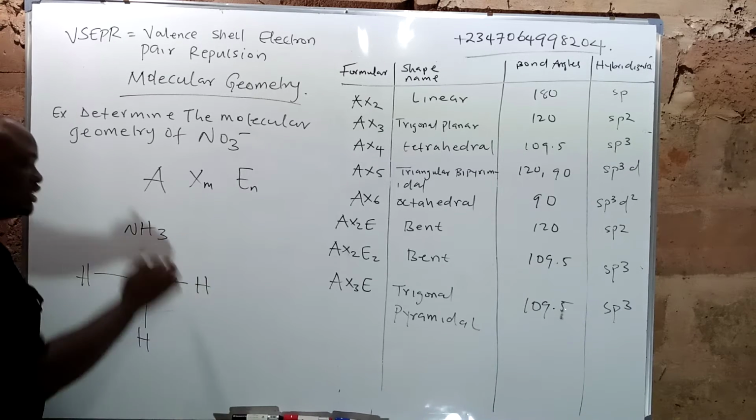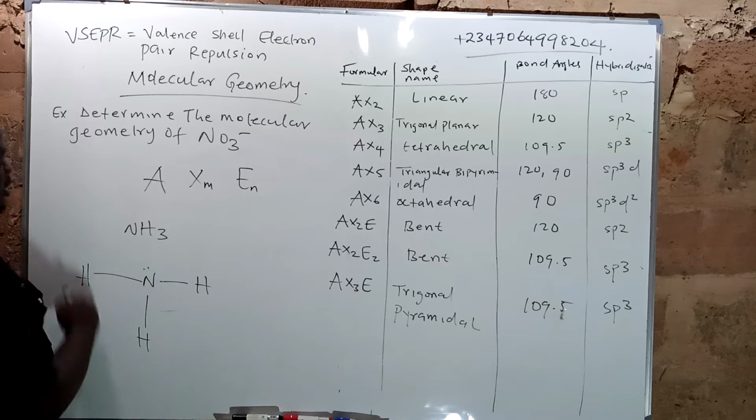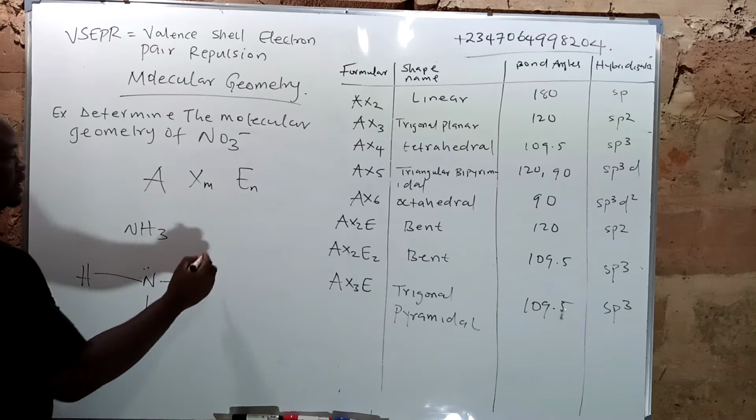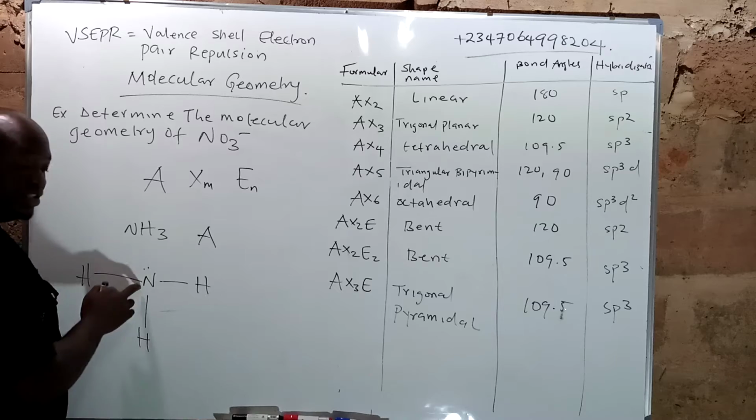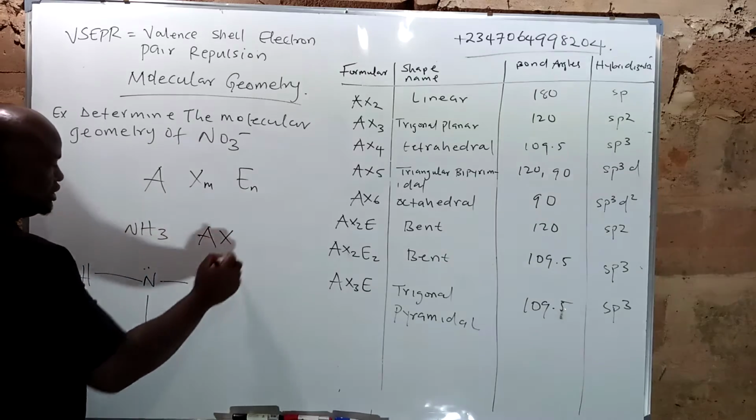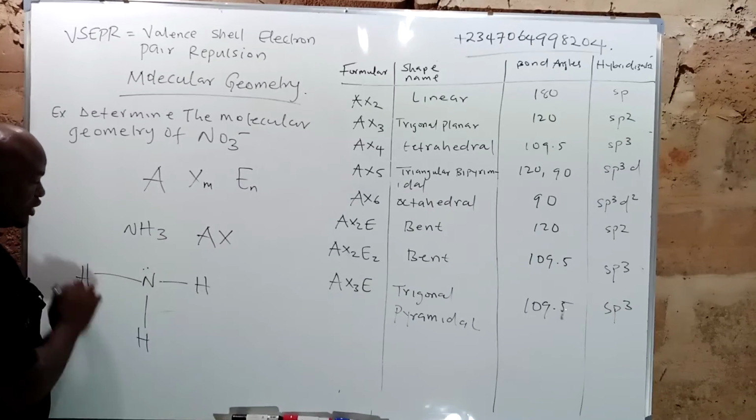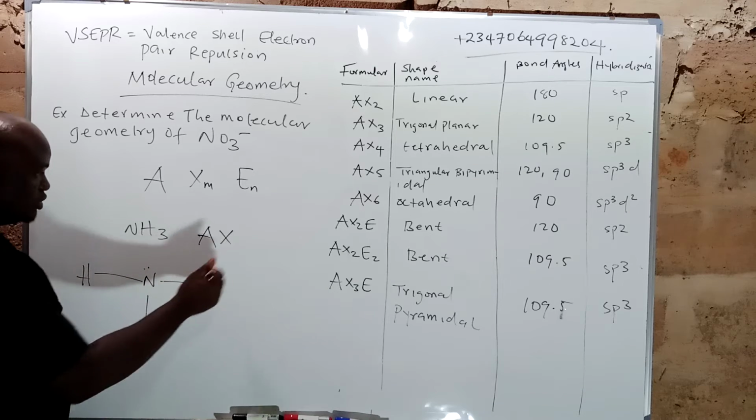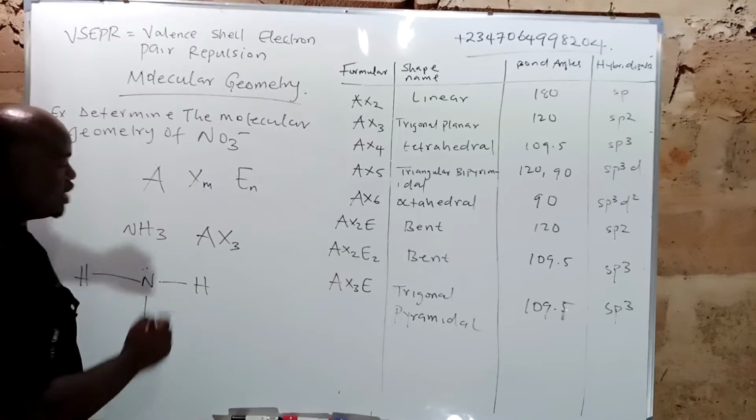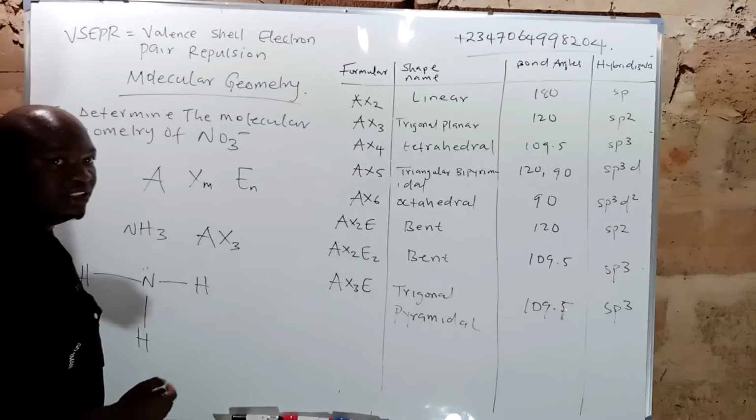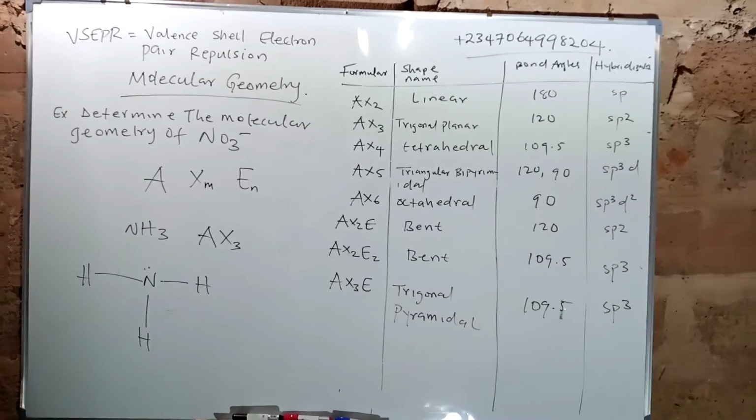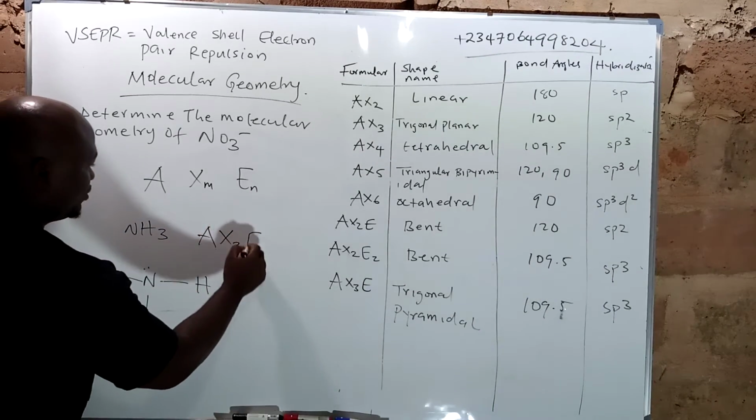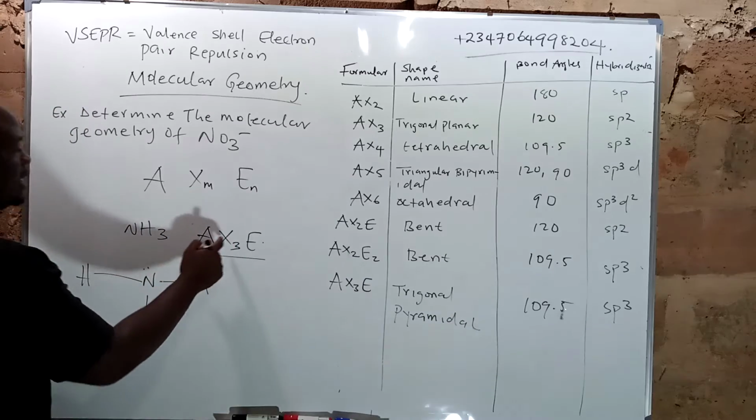Now, if I ask you what is the shape of ammonia, and you draw the Lewis structure, the next thing is, this is your A, which is the N. Then you have your X, right? How many atoms are directly attached to the central atom? Just 3. And then your E is the lone pairs. Is it not? Good. So how many lone pairs do you have? You have only 1. So this is AX3E.